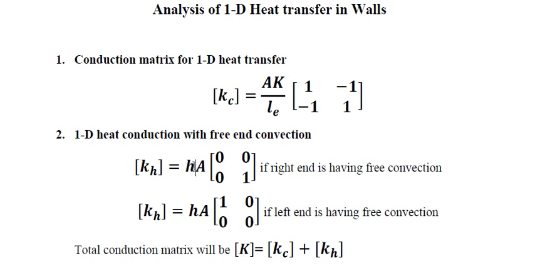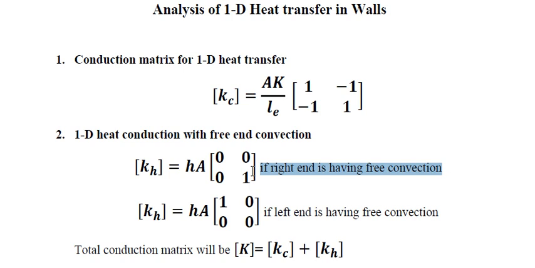What is H? H is the convective heat transfer coefficient, a material property. A is the cross sectional area, not the surface area. End convection happens on the cross sectional area at the end. That is why the matrix is 0, 0, 0 and 1. If you write 1 here in the 2 cross 2 matrix, it means the right end is having end convection.